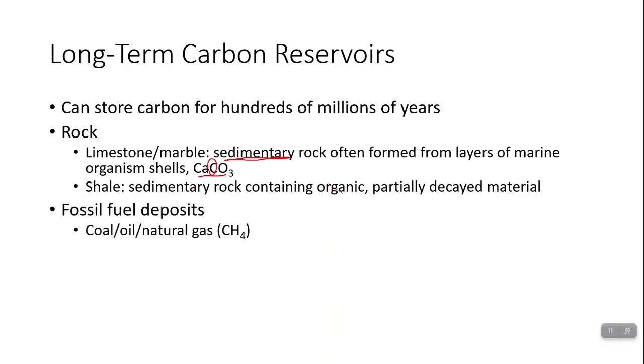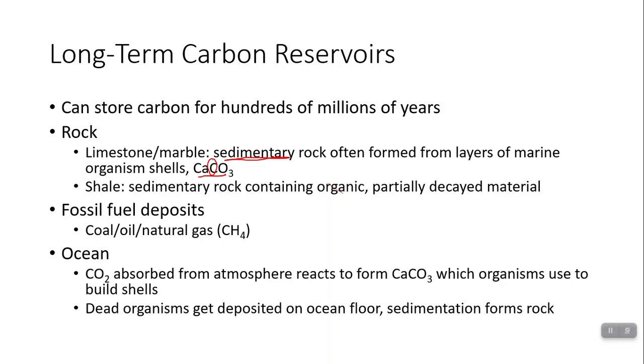Then there are the fossil fuel deposits. All of these, coal, oil, and natural gas, are long-term carbon reservoirs until we dig them up. And then the ocean can serve as a long-term carbon reservoir. What can happen is it absorbs carbon dioxide from the atmosphere, and then that atmospheric carbon dioxide combines with something in the water to produce calcium carbonate, which is going to be used to build shells.